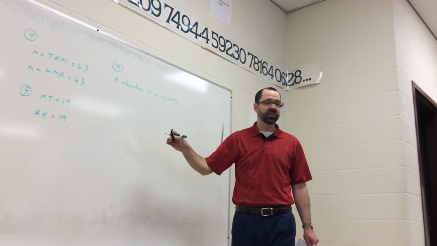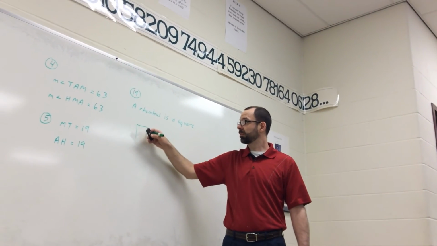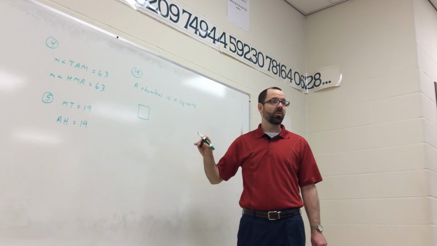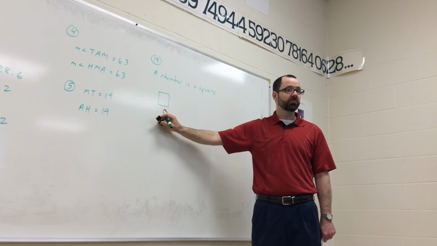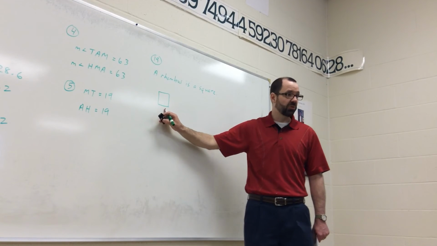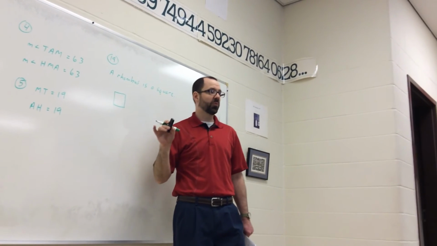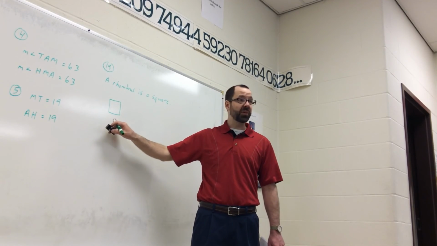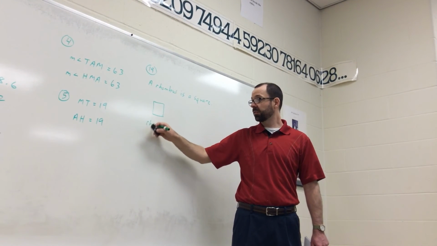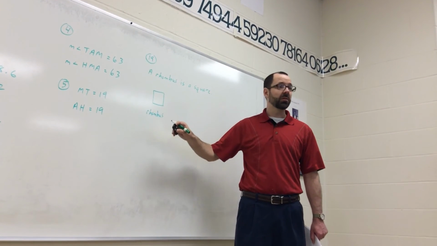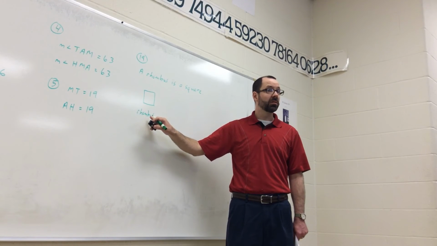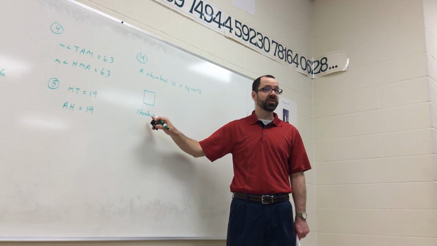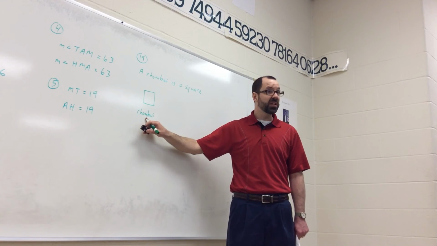So I'm going to draw a rhombus. Why is this a rhombus? Is it because it has four congruent sides? Awesome. A rhombus is a four-sided figure that has four congruent sides. So this is a rhombus because it has four congruent sides. Okay, this rhombus that I drew, is it a square? Yes, it is, because it has four right angles as well. So this rhombus is a square.